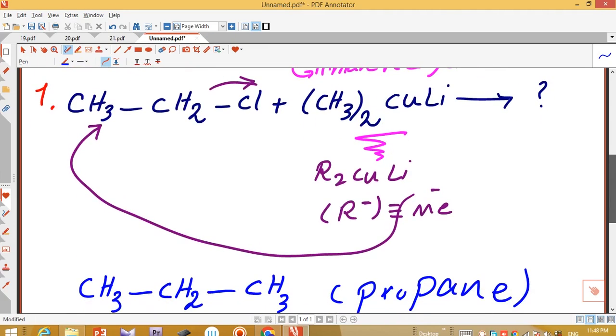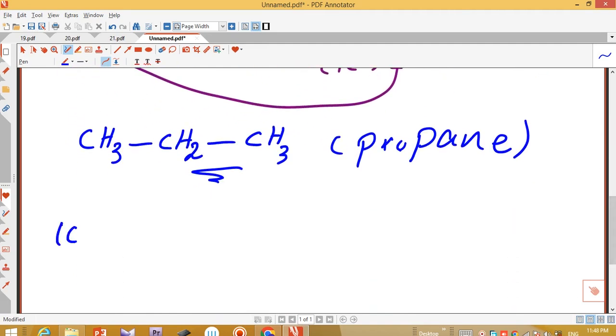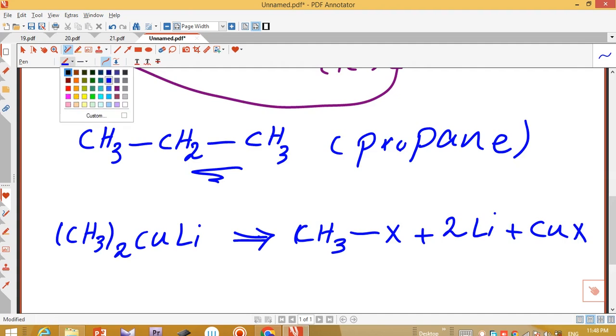But if you are someone who is very interested in synthesis, let's have the retrosynthesis of R2CuLi. This arrow means that this R2CuLi, or this Gilman reagent, has been produced from which starting material. So it is a retro reaction. We will have R2CuLi produced from methyl halide plus 2 equivalents of lithium plus copper halide.